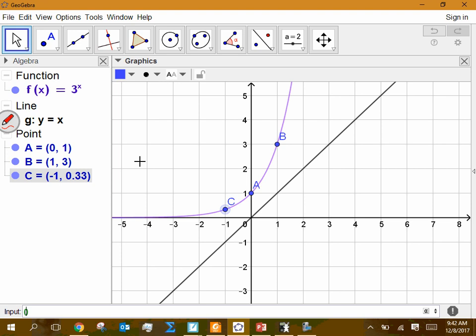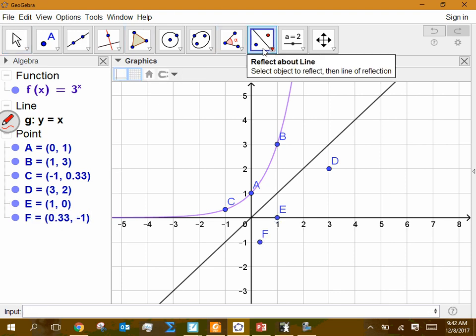Remember the key idea. If I look at point B, which is at 1, 3, what is the point that should exist on its inverse? 3, 1. Okay, so 3, 1 should show up. Now I have 0, 1, so 1, 0 should show up, and then I have 1/3, -1, which should show up.